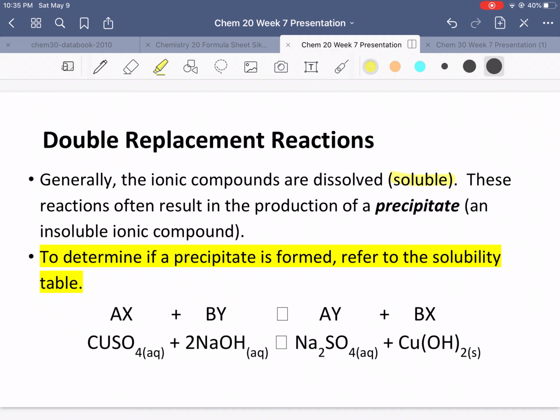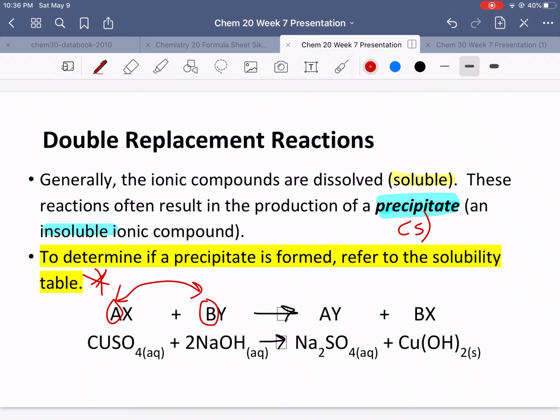So we consider the ionic compounds that you're reacting to be dissolved. They're soluble. But again, I come back to that word. You end up with a product potentially that's a precipitate, an insoluble, solid ionic compound, right? You need to always use that solubility table to double check. Ultimately, though, just in terms of how these reactions work, they're not so bad at all, right? Just swap out the cations, easy peasy. You can see by the example below, sodium switches places with the copper, life's good. And when we check the solubility table, we do indeed end up with a precipitate.